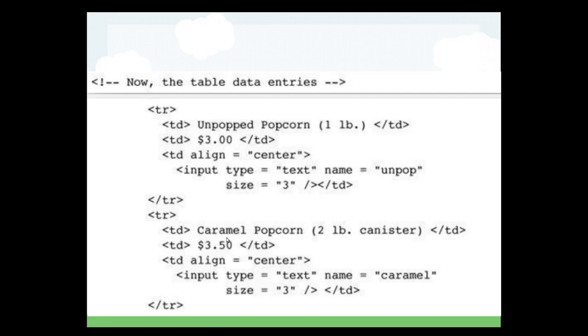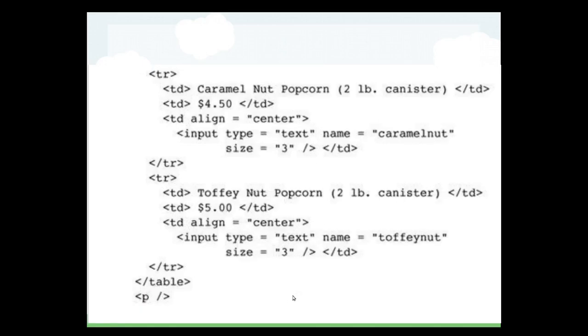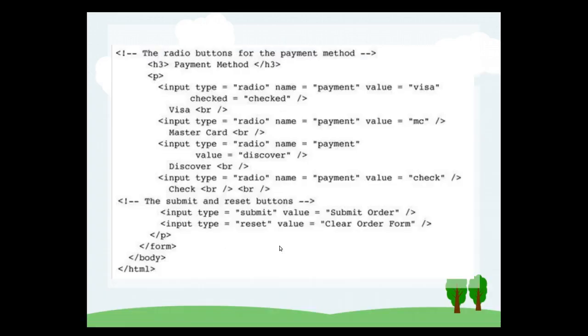Then comes the next item, caramel popcorn. Again, its unit price and space for accepting the quantity required. Then caramel nut popcorn, its unit price and space for accepting its quantity required, and toffee nut popcorn, unit price and a text box for accepting the quantity required.